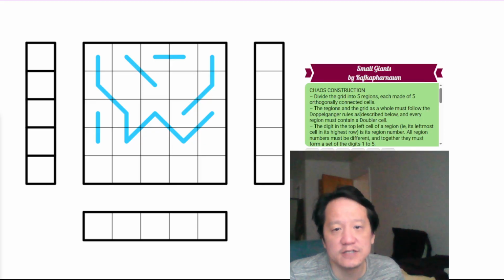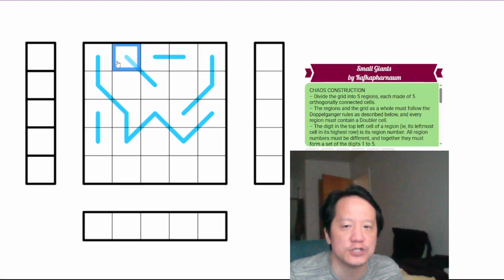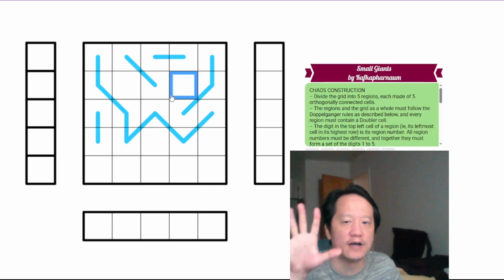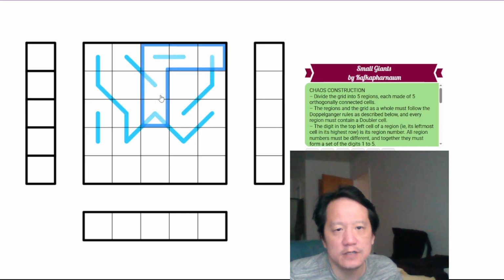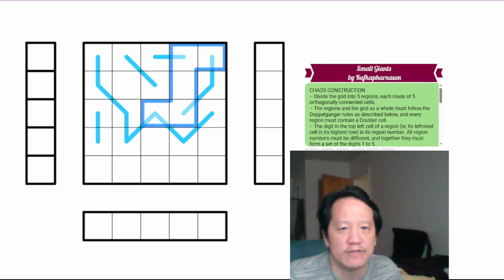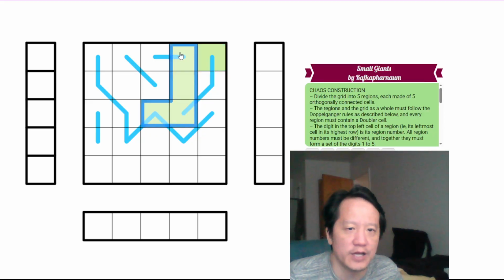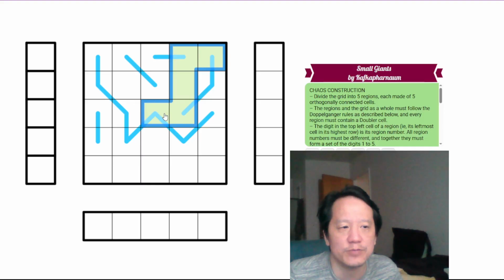We have chaos construction rules where we need to divide the grid into 5 regions, each made of 5 orthogonally connected cells. So what is an orthogonally connected region made of 5 cells? That means you can go from any cell in the region to any other cell in the region just by going through edges, all while staying within the region.